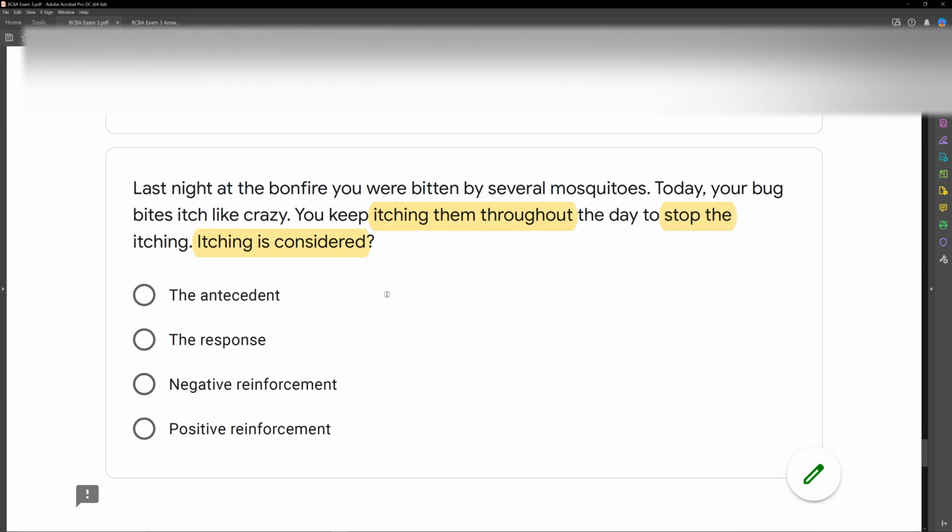So itching, it's not the antecedent. The antecedent is the bug bites itching. Your response is the itching. Okay. You itching them throughout the day is the response. Negative reinforcement is removing the itch. This is why you have to really work hard and know what the question is asking and understand the question. Okay? Don't just go flying through. You have plenty of time. Slow down. What is the question really asking? What do they want you to identify?